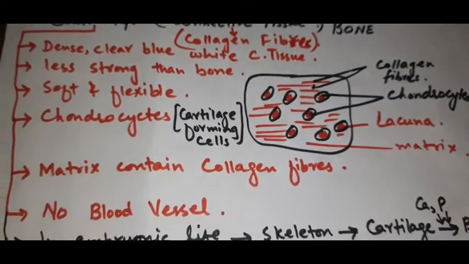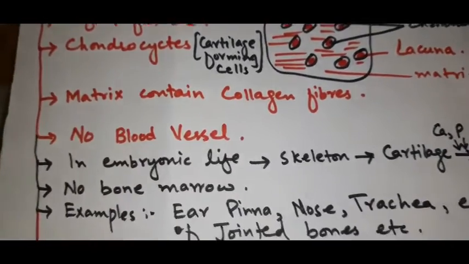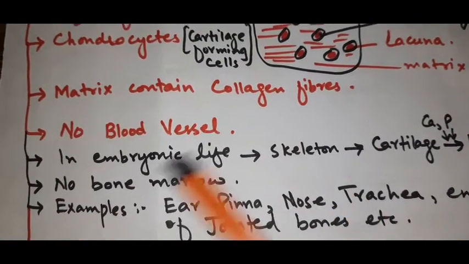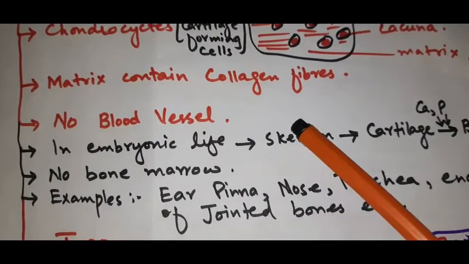Now moving toward the next point, cartilage has no blood vessels at all. There is no artery and vein. There is no circulation of blood, right?